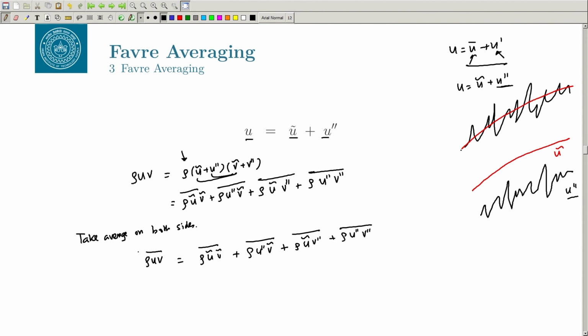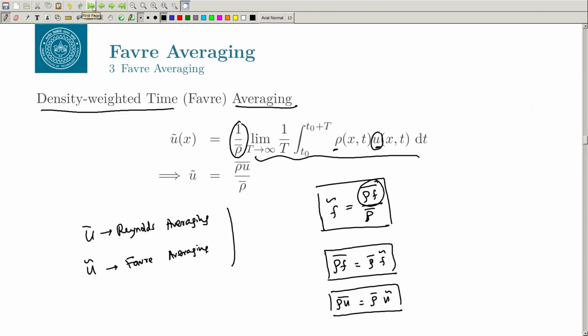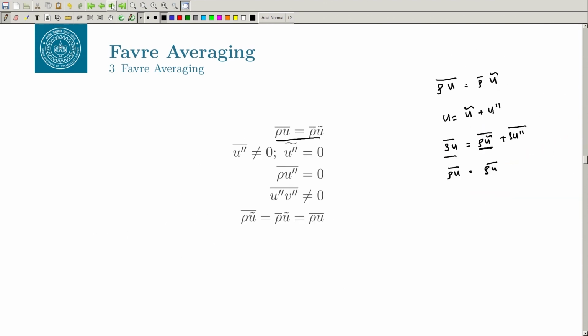Now let us look at some of the properties. So now we have these 4 terms, and let us look at some of the properties of the Favre averaging, right. So this we have already seen. By definition, rho u bar is equal to rho bar u tilde, right. Now since u is equal to u tilde plus u double prime, you can take rho u equal to rho u tilde plus rho u double prime, and take an average on both the sides, right. So this will become rho u bar, and this is also nothing but rho u bar, because if you recall the definition, rho u bar is equal to rho bar u tilde, right.